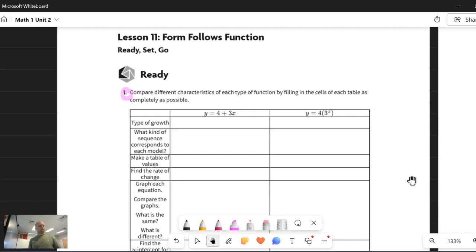All right, and welcome back to our final homework helper for Math 1 Unit 2. This is Lesson 11, Form Follows Function. And we're going to dive right into it.